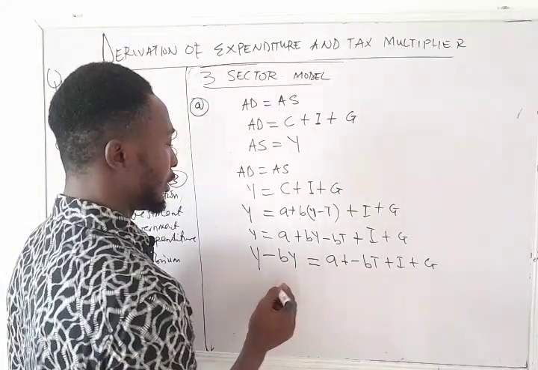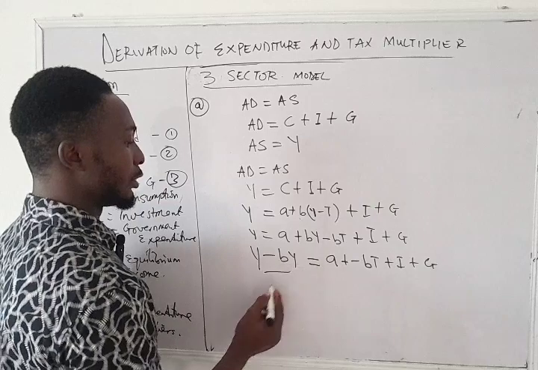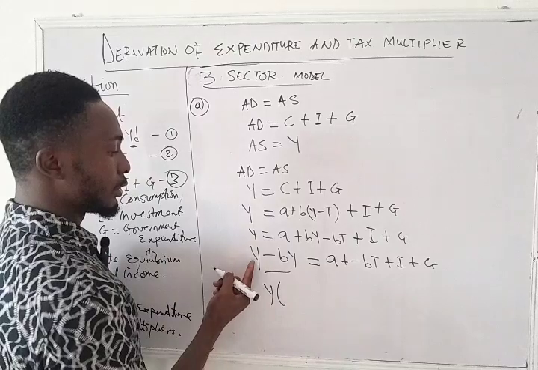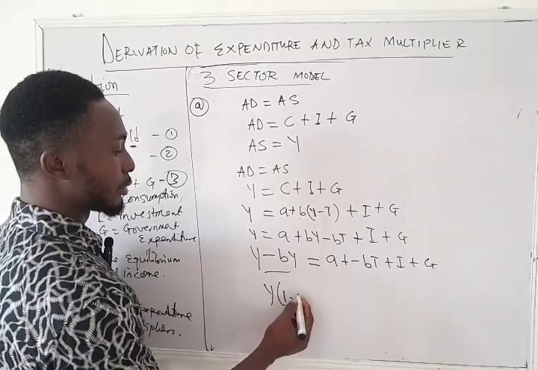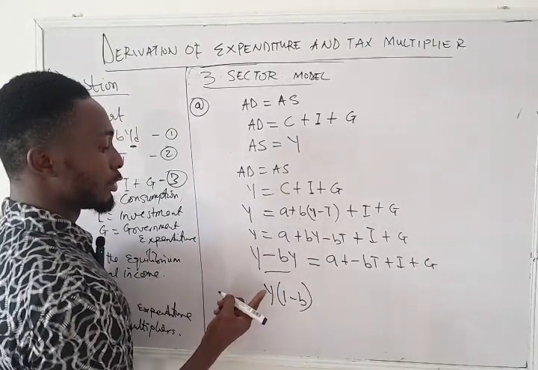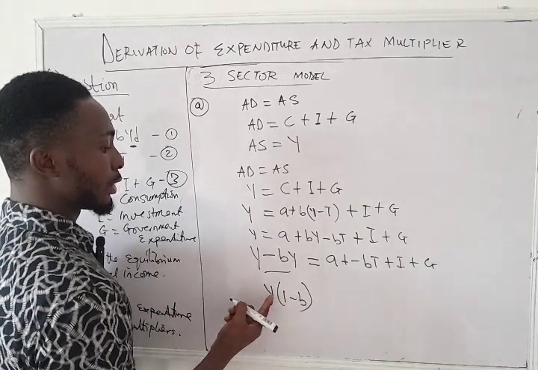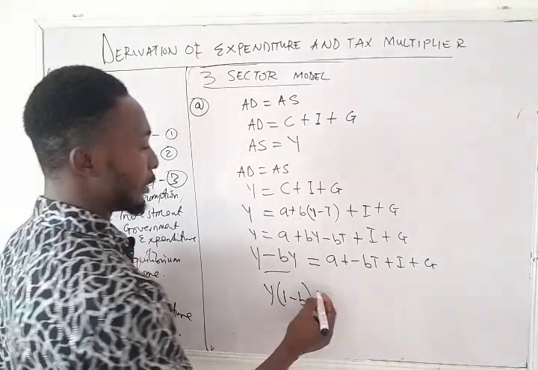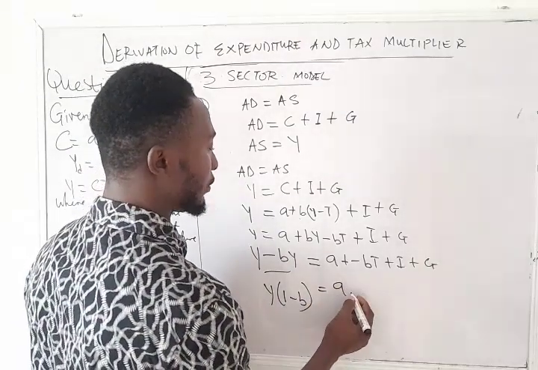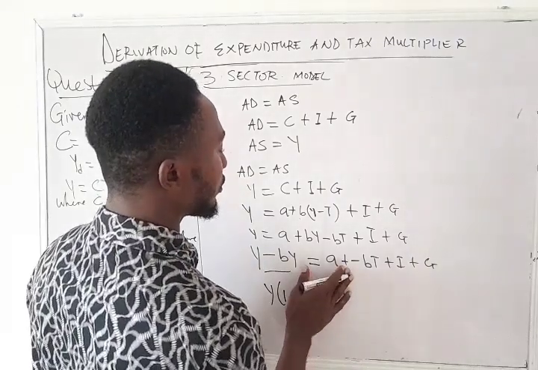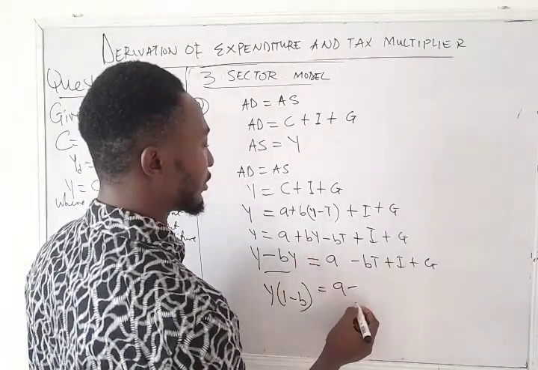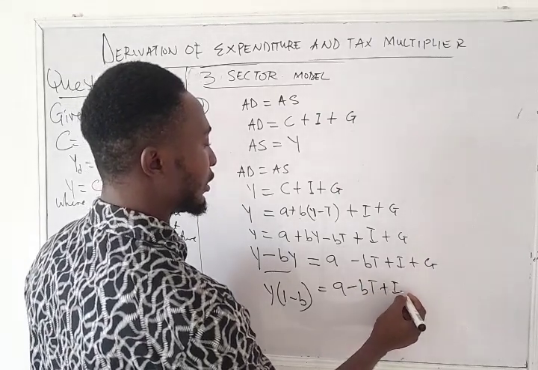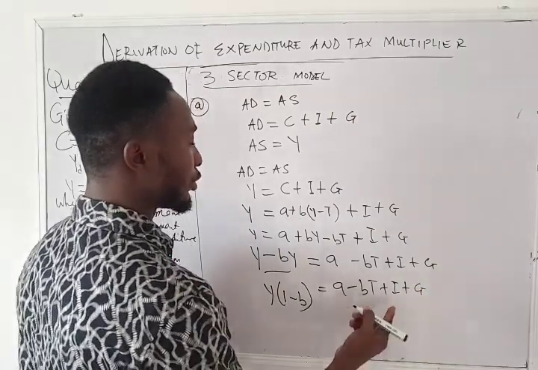So all we can do from here is factorize this by singling out one Y, and then we have 1 minus b. So nothing has really changed. 1 times Y is Y, and then Y times b is minus BY. So this is equal to the same thing here, A minus BT, okay, plus I plus G. So we have this now.